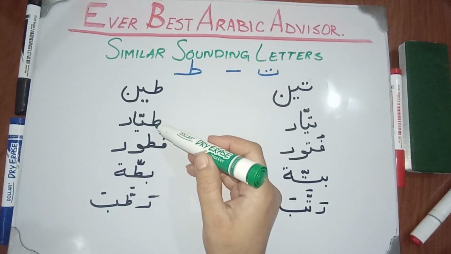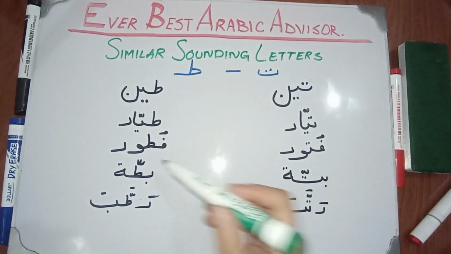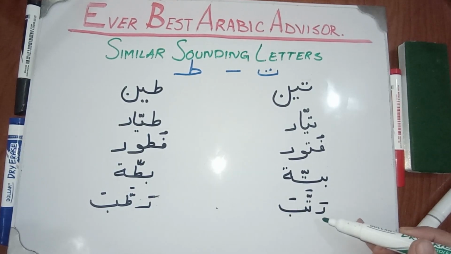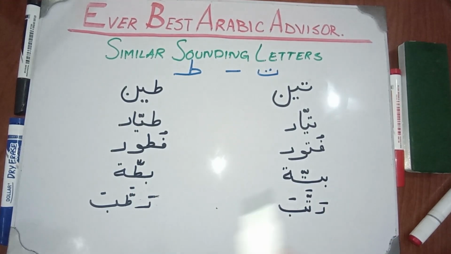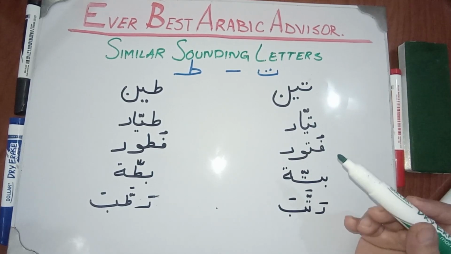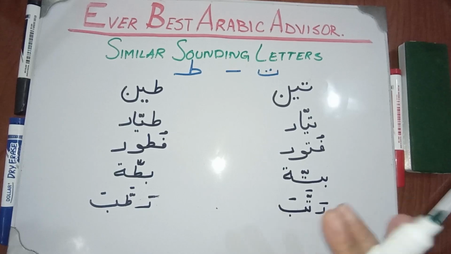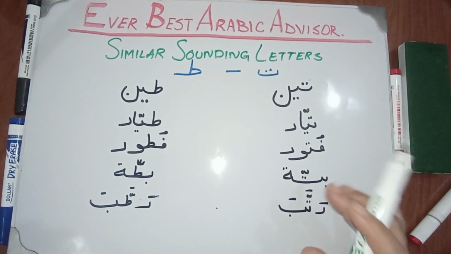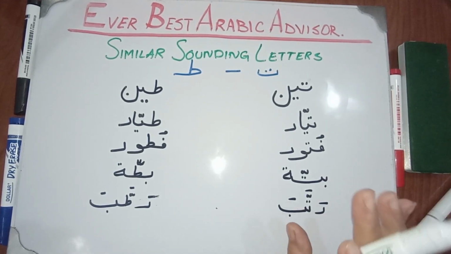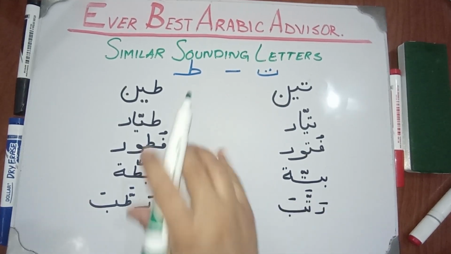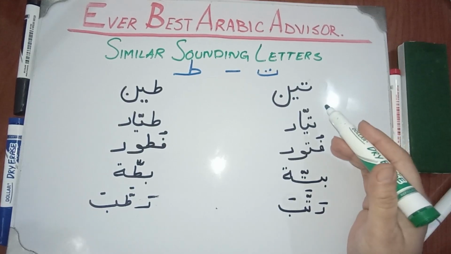طيار طيار فطور فطور بطة بطة رتبة رتبة. This is how they are pronounced and we have a difference. We have to focus on which letter is heavy, and when we are just listening to these words we have to focus on what letter is pronounced by focusing on the sound. If it is a heavy sound it is ta, if it is a light sound it is ta.